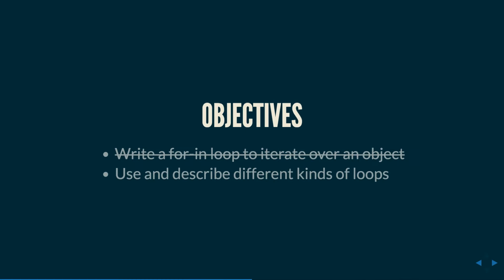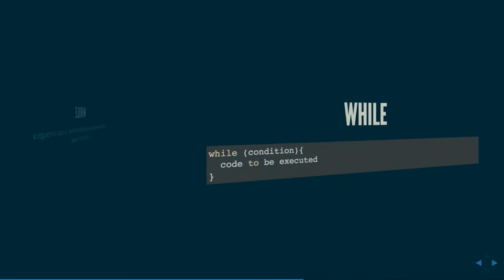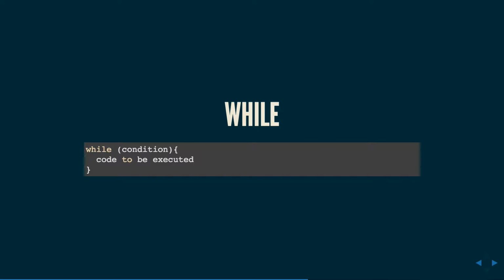Cool. So in a little bit, you're going to have practice to write a for in loop to iterate over an object, but hopefully with the examples, you've kind of gotten your head wrapped around it. There are also other kinds of loops, as you guys shouted out earlier for me. So while a specified condition is true, it loops through a block of code. This is what the basics of it look like. So while this condition, code executes. Let's check it out.